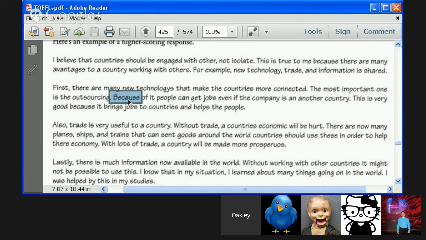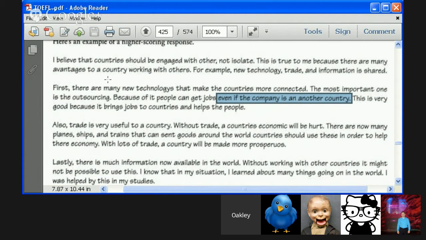It has to do with the fact you're using a subordinating conjunction to start the sentence. Thus, you have a subordinate clause here. Because of it, people can get jobs. Yes, okay, it's even if the company is outsourced, even if the company is doing outsourcing, and this makes no sense. Even if the company is in another country, I think it is a contradiction. The most important one is outsourcing, and because of.